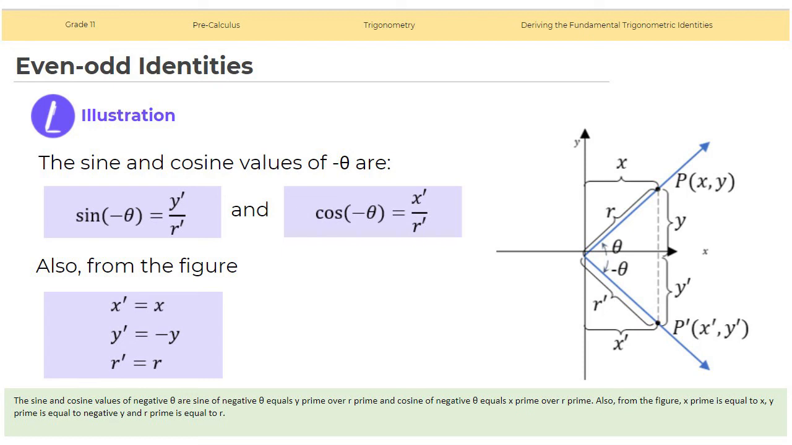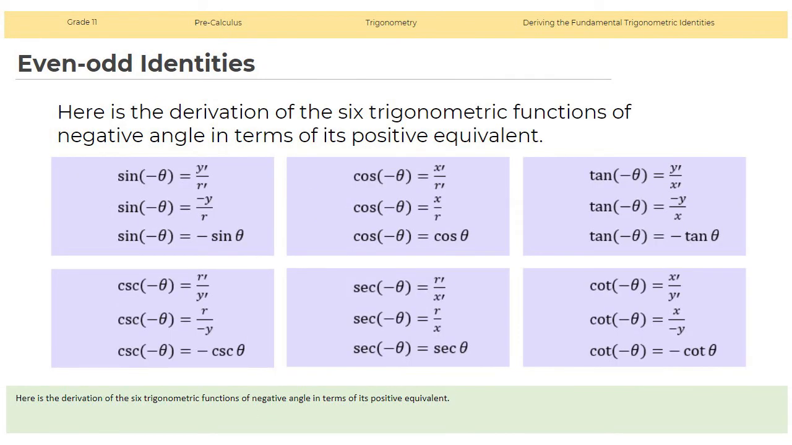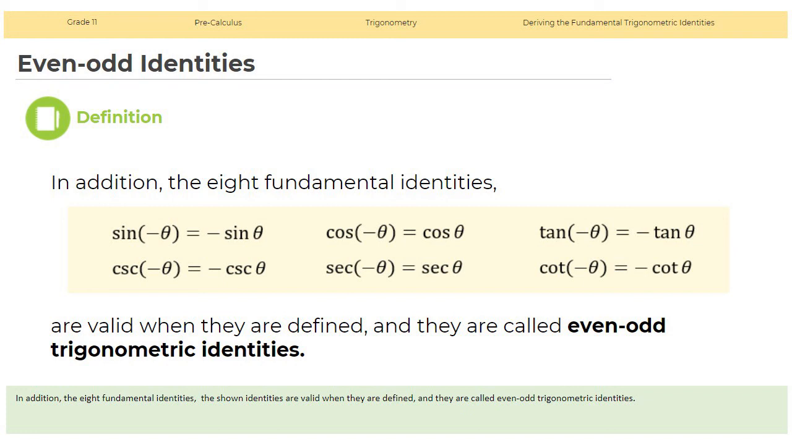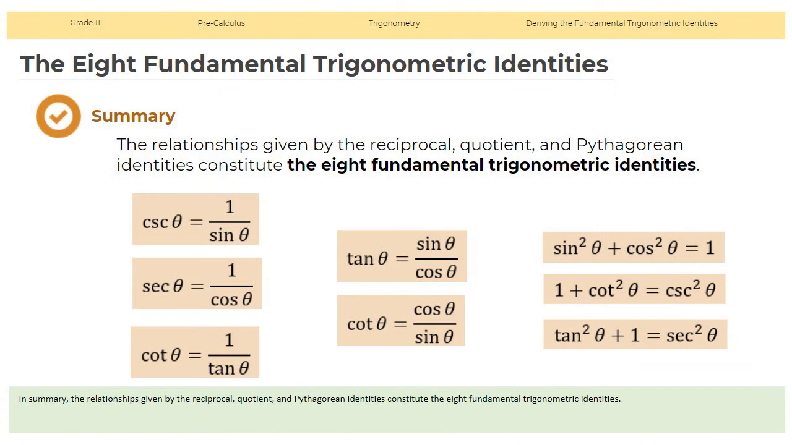Also, from the figure, x prime is equal to x, y prime is equal to negative y, and r prime is equal to r. Here is a derivation of the 6 trigonometric functions of a negative angle in terms of its positive equivalent. In addition to the fundamental identities, the shown identities are valid when they are defined, and they are called even-odd trigonometric identities. In summary, the relationships given by the reciprocal, quotient, and Pythagorean identities constitute the 8 fundamental trigonometric identities.